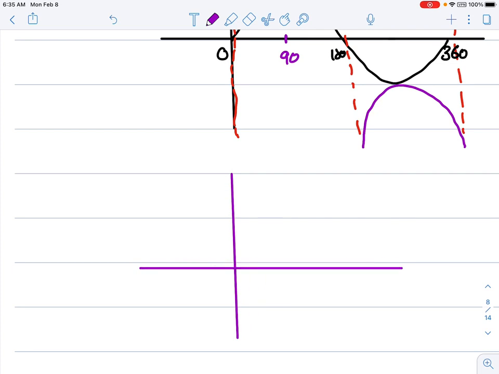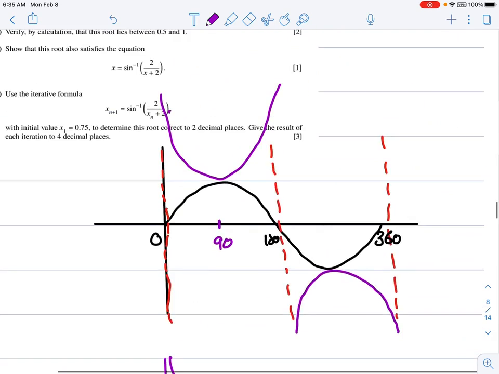I can see that it's coming down like this. So this is 0, this is 90. This is the cosecant x graph, or pi by 2. Now that's the cosecant x graph.